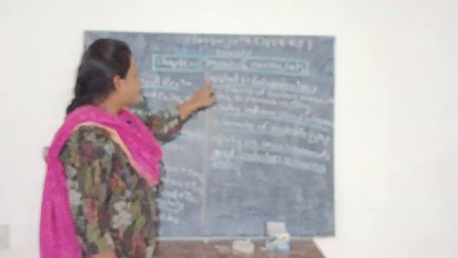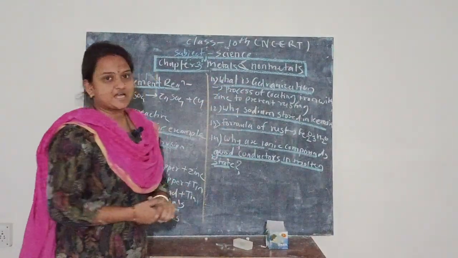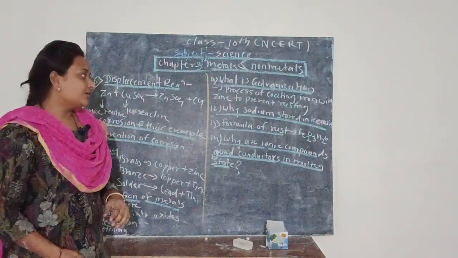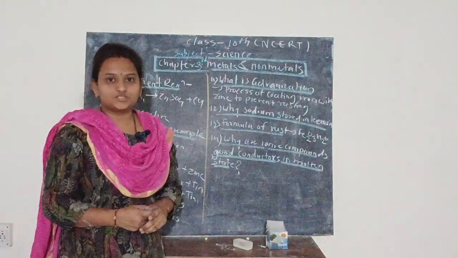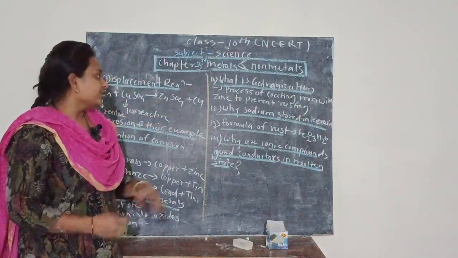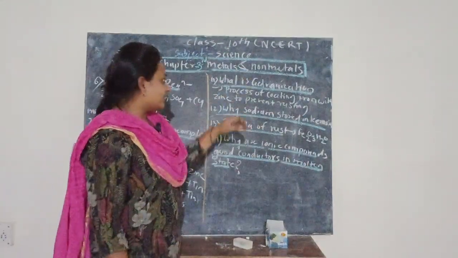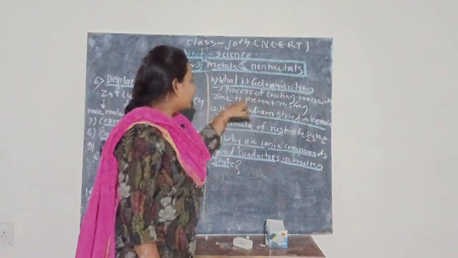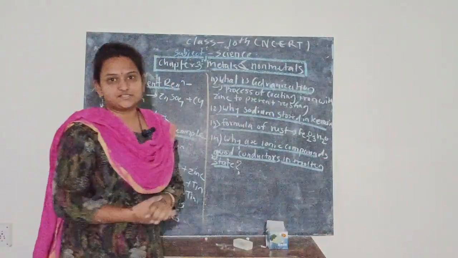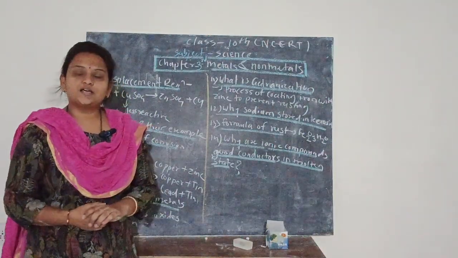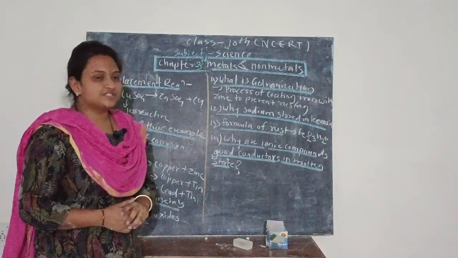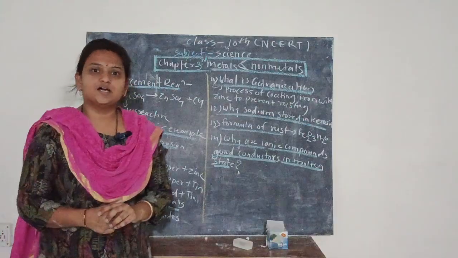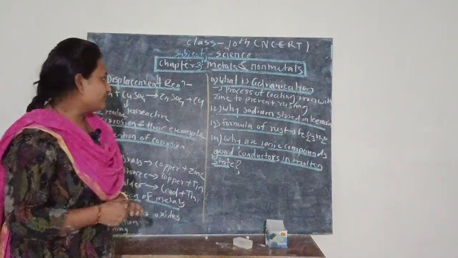Now next we come to the question, what is galvanization? We know about corrosion. To reduce corrosion we can do the process of galvanization. What is this? It is the process of coating iron with zinc to prevent rusting. Here iron is coated by zinc, and due to zinc, rusting is prevented to some extent.